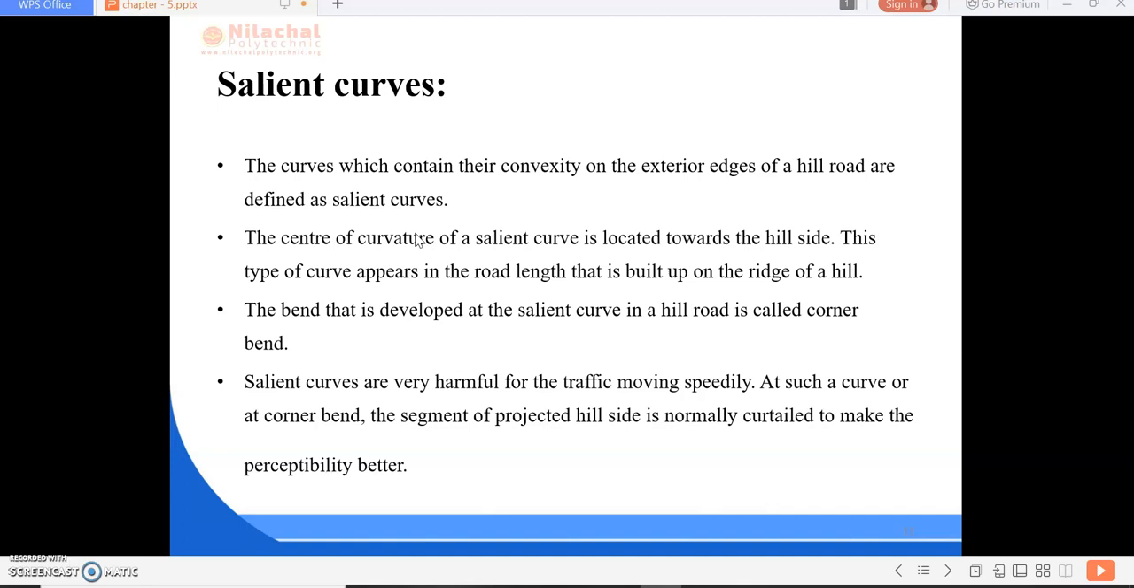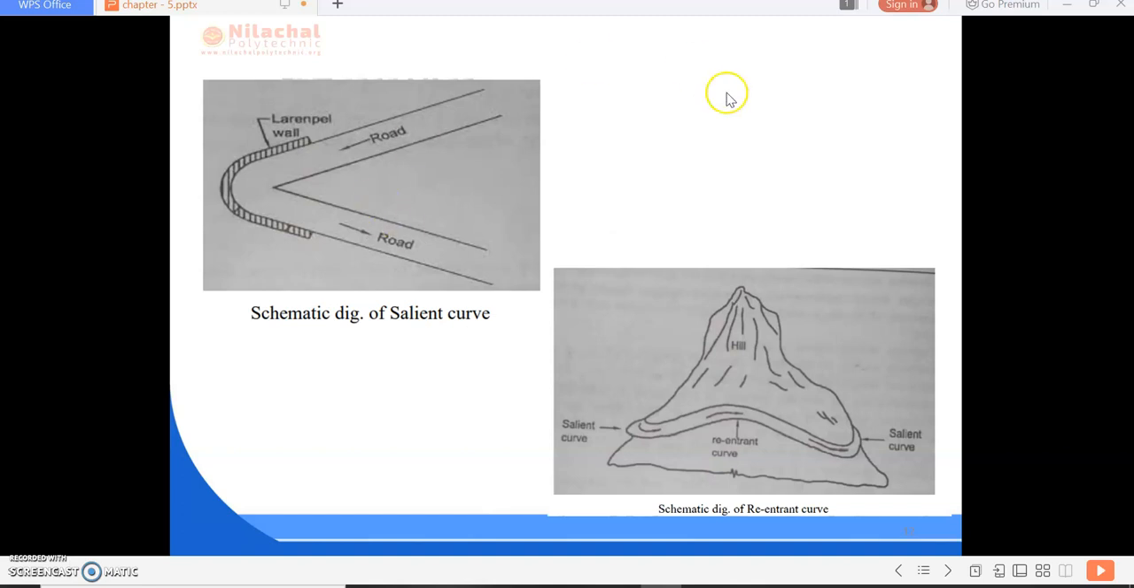These bends are very dangerous for fast moving vehicles. The outer edge of the road at such a curve is provided with a parapet wall for protection of vehicles from falling down the hillside. At corner bends, the portion of the projecting hill is usually cut down for better visibility. Okay. Here we can see this is the image of a salient curve or our corner bend. Okay. So, this is the parapet wall which is provided to stop cars or vehicles from falling from the roads.